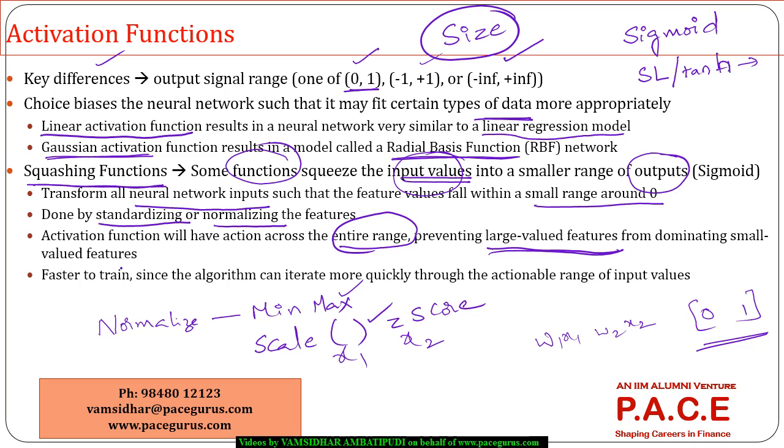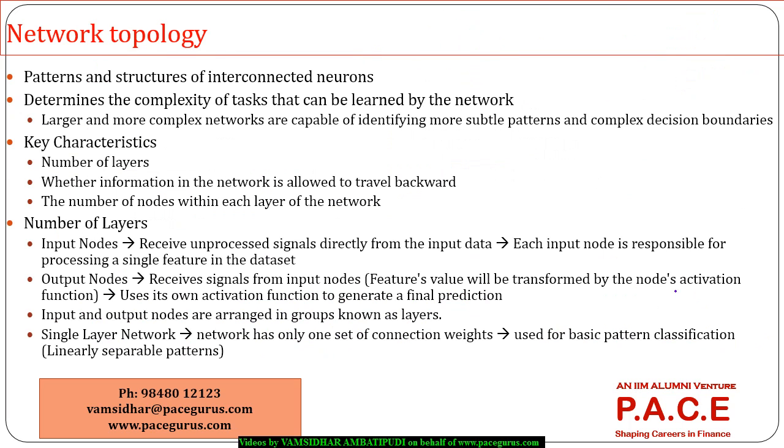By doing this, the training method becomes faster. It can move through the different input values quite comfortably, and the training process becomes faster and faster. So this is what we need to understand regarding the activation function. Then comes the next aspect, which talks about the topology of the network, otherwise called the architecture of the network. This talks about the patterns and the structure of all the neurons.